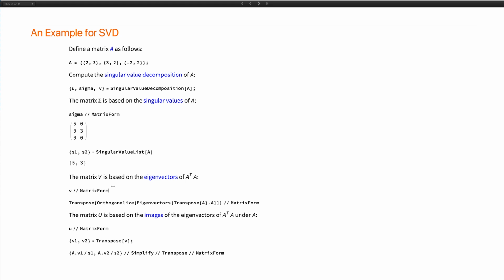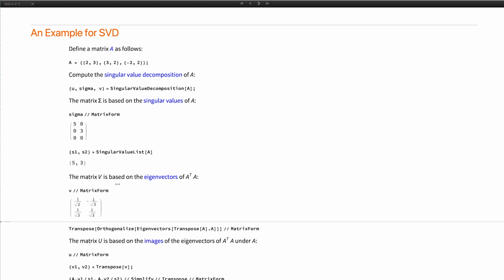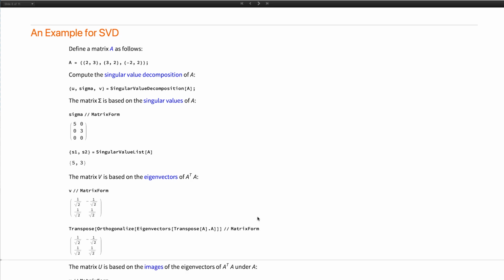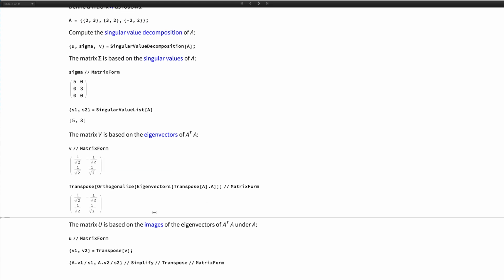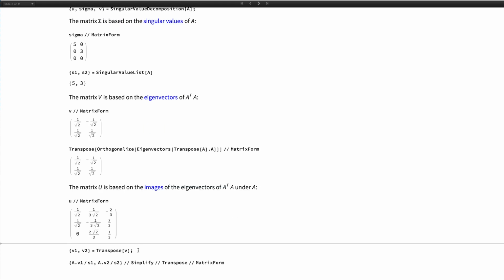Now work out the matrix V, which is based on the eigenvectors of A transpose times A. So here you are. Let's check that. And finally, the matrix U is based on the images of the eigenvectors of A transpose A under A. So here's U over here. That's the transpose of V.